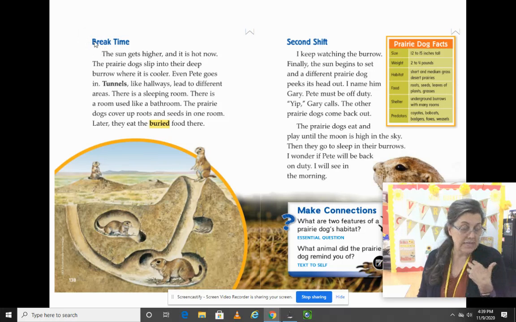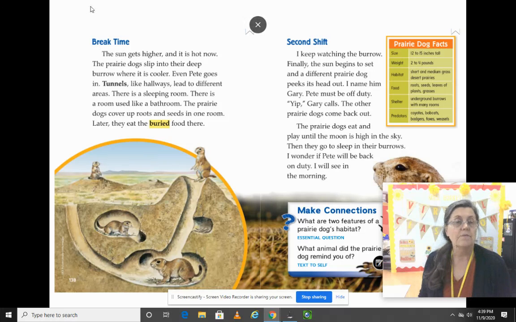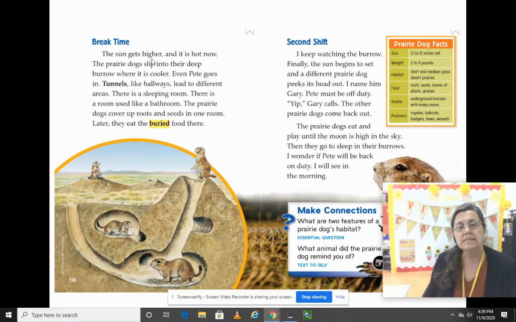We have break times, take 10, and recess times that we go outside here at school, if you come to school. The sun gets higher, and it is hot now. The prairie dogs slip into their deep burrow where it is cooler. Even Pete goes in. Tunnels, and notice the author made that word bold.